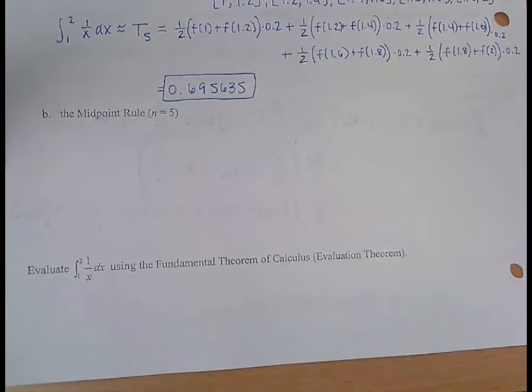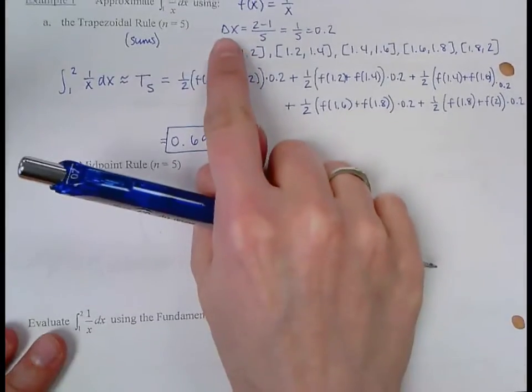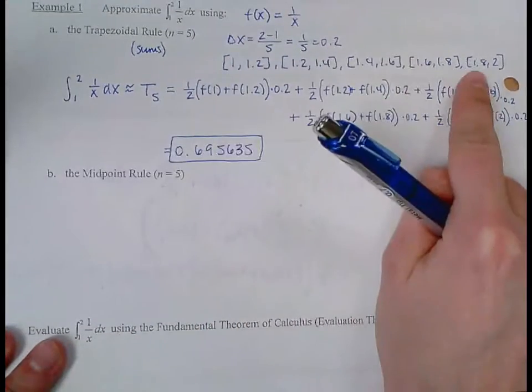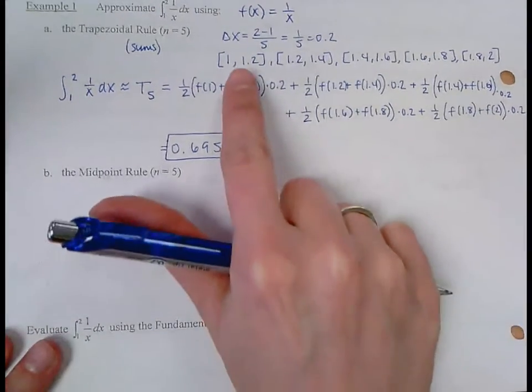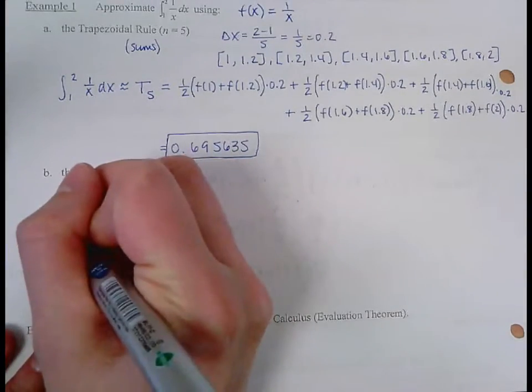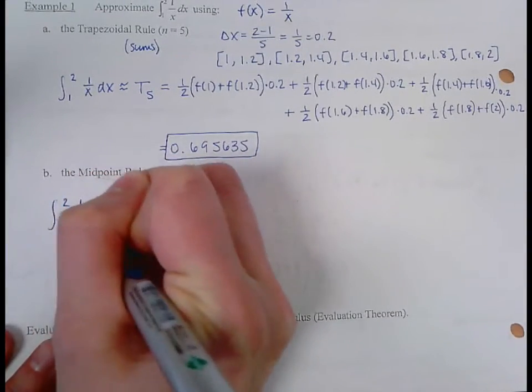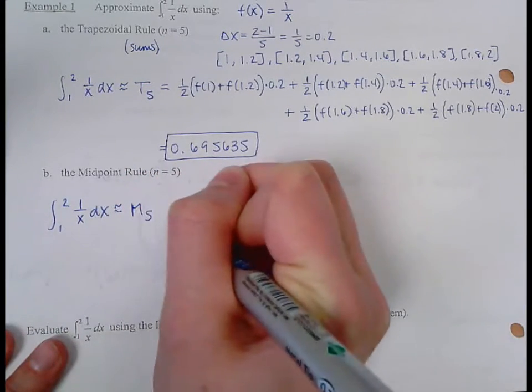Okay, midpoint rule. So this is the new part. I want to make a comparison though between trapezoidal and midpoint. So midpoint rule, just to compare these, go through how to set this up. You have the same delta x, you have the same intervals. However, you're calculating areas of rectangles and the heights fall at the midpoints of these intervals. So your integral from 1 to 2 of 1 over x dx would be approximately equal to the midpoint, M sub 5.